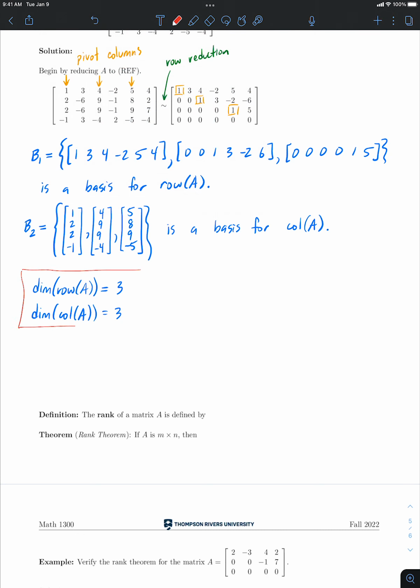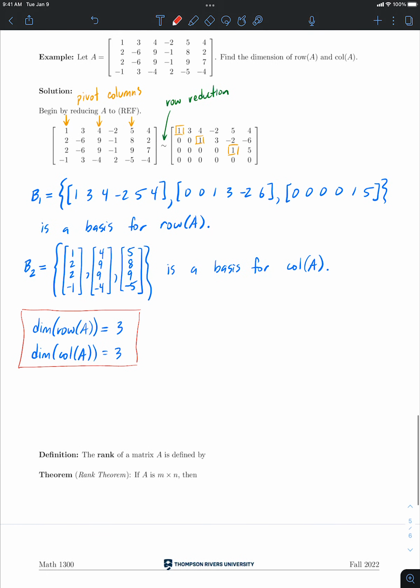So this example is intended to serve multiple purposes. First of all, at first glance, it's an example of how you can find the dimension of the row space and the column space of a matrix. But it's also an example of how you can find a basis for the row space and a basis for the column space of any matrix.